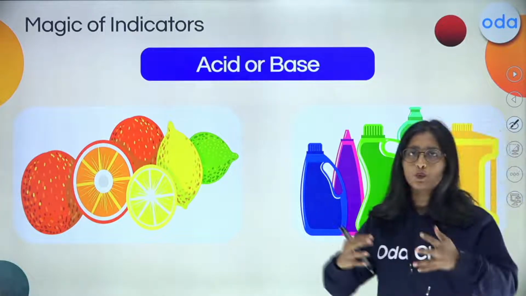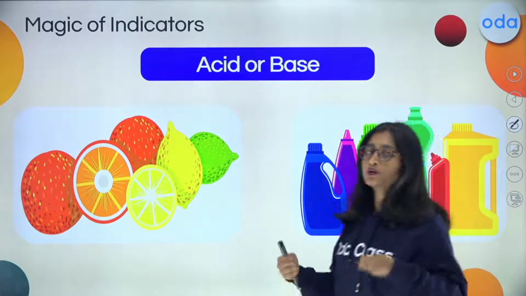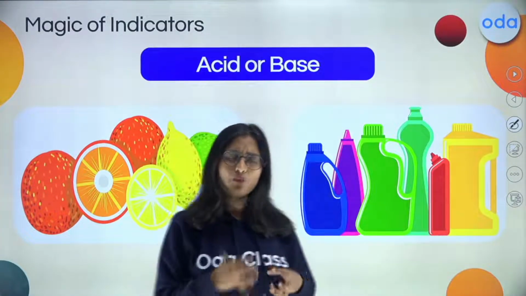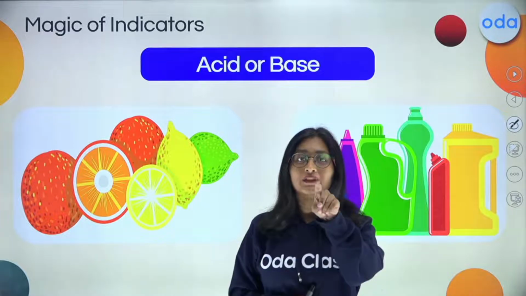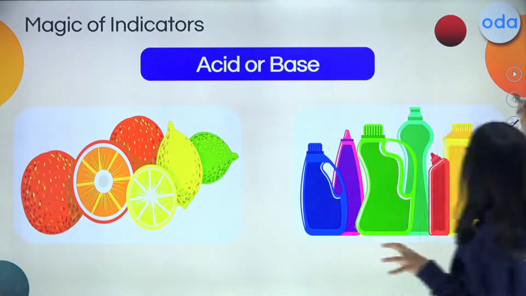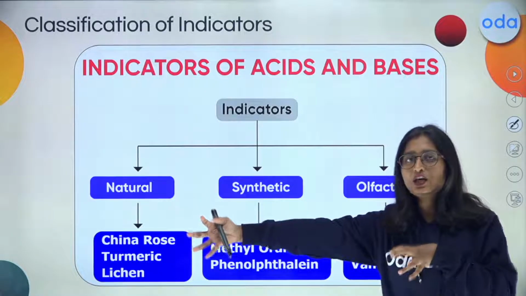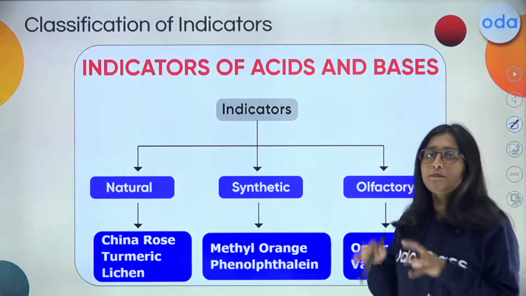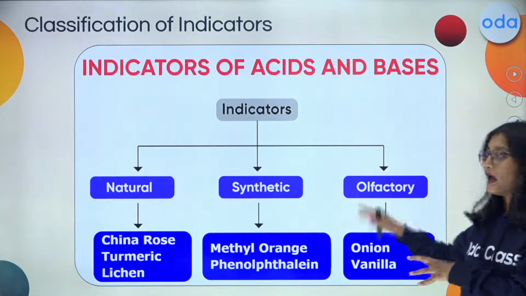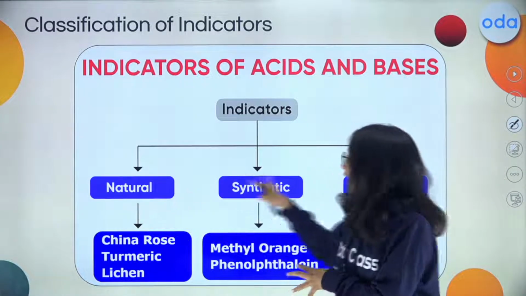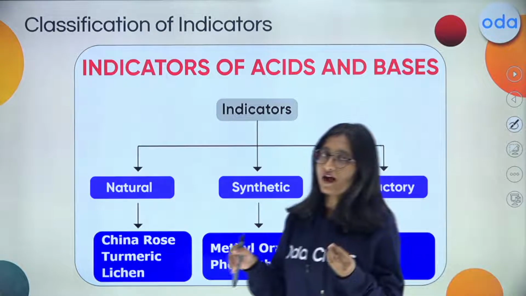Now, given a situation, you have to identify which one is going to be acidic and which one is going to be basic in nature, and how would you solve it? There we are gifted with the indicators. Indicators are the substances which indicate whether a substance is acidic or basic. On the basis of that, we have categorized the indicators into three parts: natural indicators, synthetic indicators, which are the artificial ones, and after that the olfactory indicators.